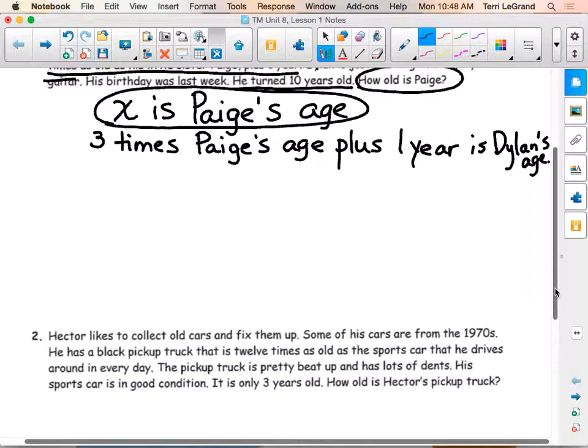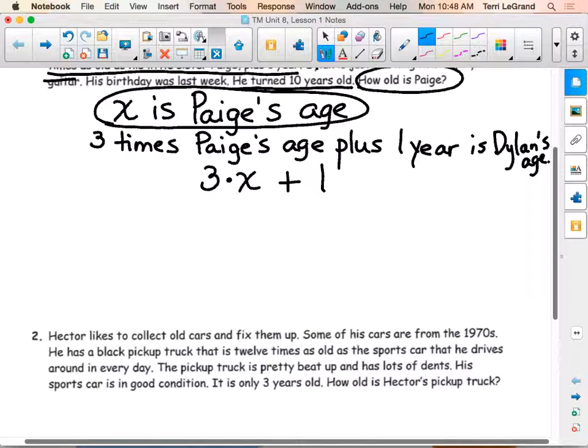Ikea? 3x. Or 3 times x if you want to go word for word. 3 times Paige's age. Well, Paige's age is x. Plus 1 year. What can we do there? Plus 1 is Dylan's age. Where would our equal sign go?